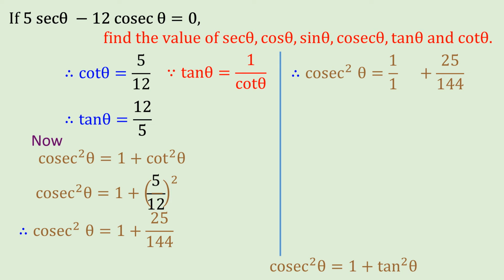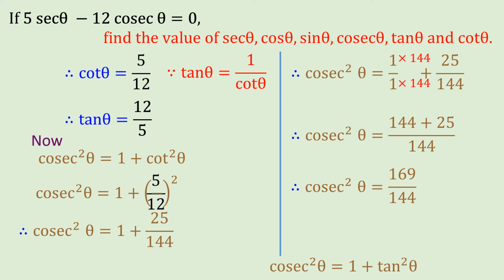So what we can do, we can multiply them with 144 for equalizing the denominator. Therefore, numerator and denominator both got multiplied by 144. Therefore, we will get cosec square theta equals 144 plus 25 upon 144. Why? Because when you multiply by 144, you will get 144 upon 144 plus 25 upon 144. Denominators are same, so you can directly add the numerators, which further simplifies to 169 upon 144.